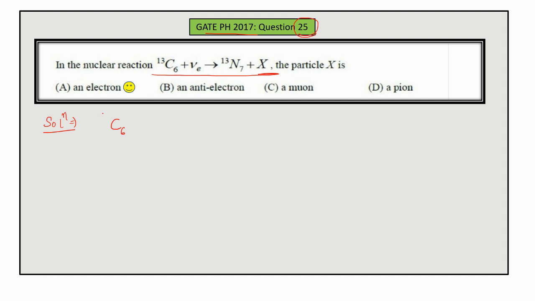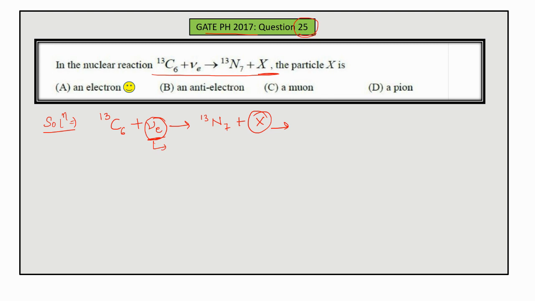Here the carbon isotope combines with an electron neutrino to give nitrogen and a particle which we don't know, and we need to identify this particle. So first of all, what you need to do is check some quantities, like atomic number and mass number, to see whether they are conserved on the left hand side and right hand side or not.